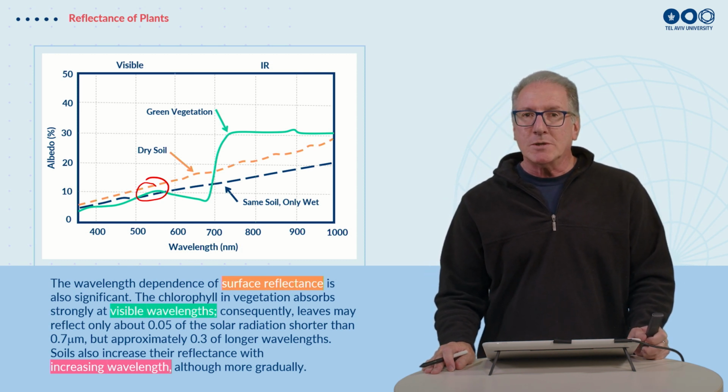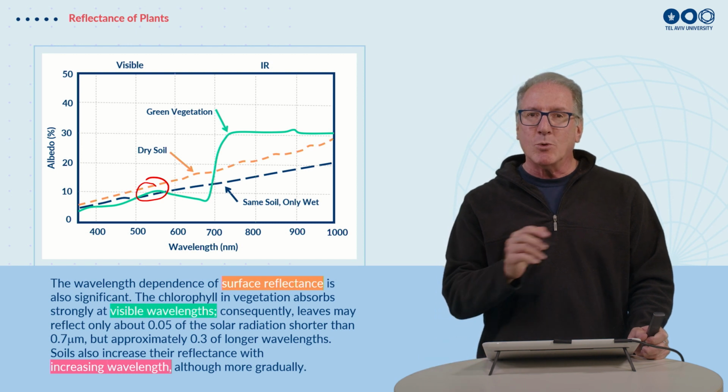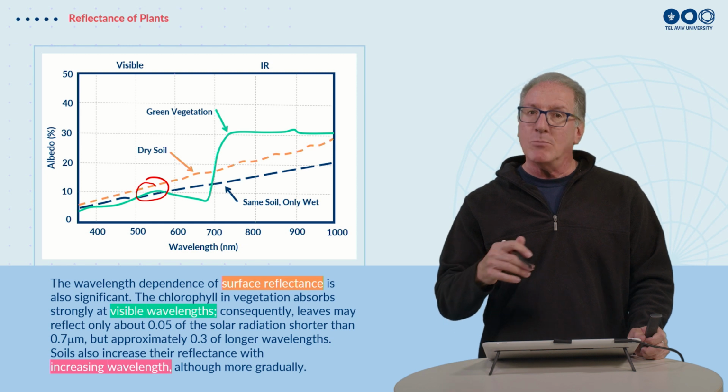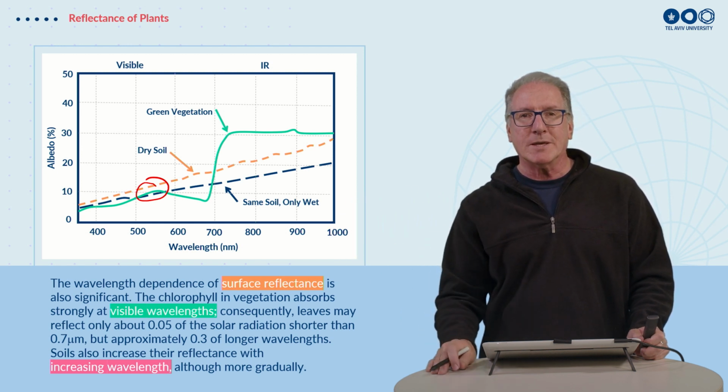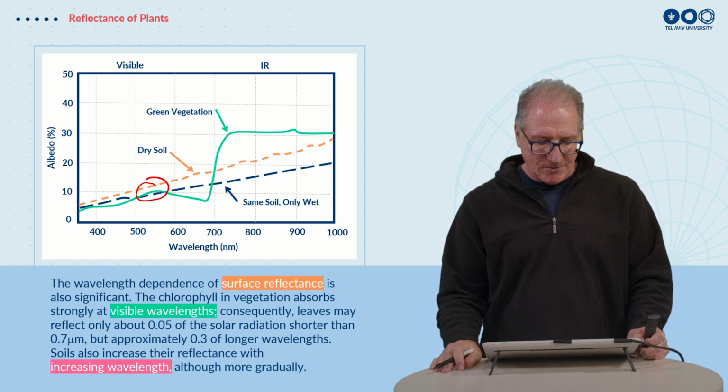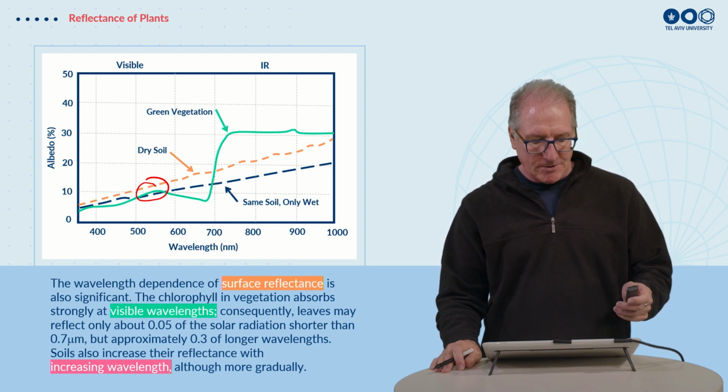If we just look at soils, dry soils and wet soils, there's a more linear change as a function of wavelength. We see more reflection as we're going to longer wavelengths, but we don't have this very clear jump that we see from green vegetation between the visible and the infrared.